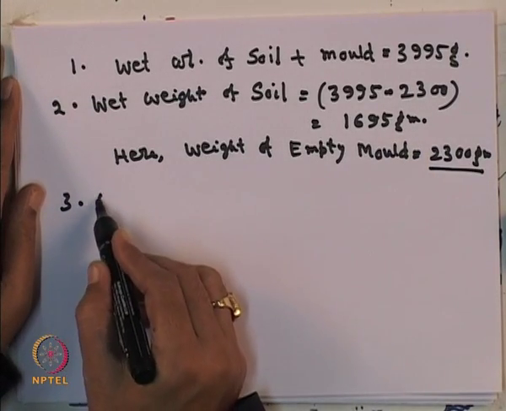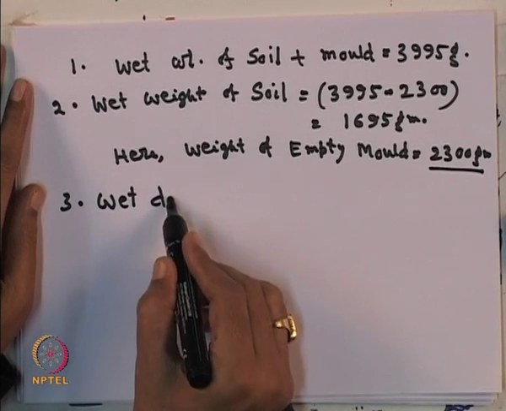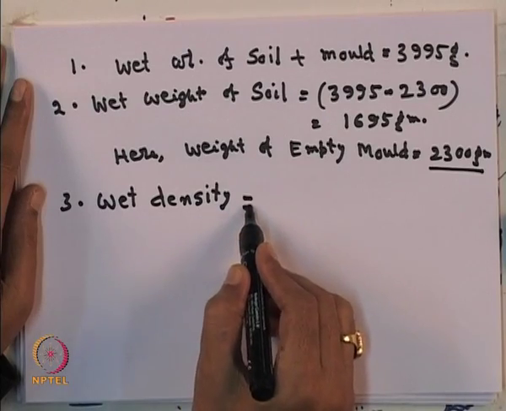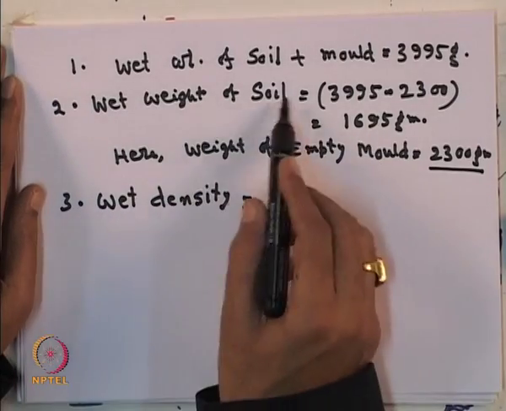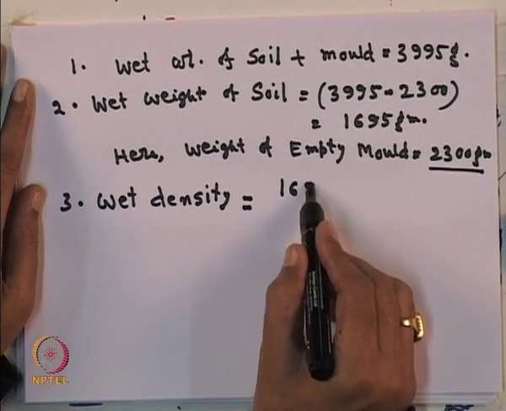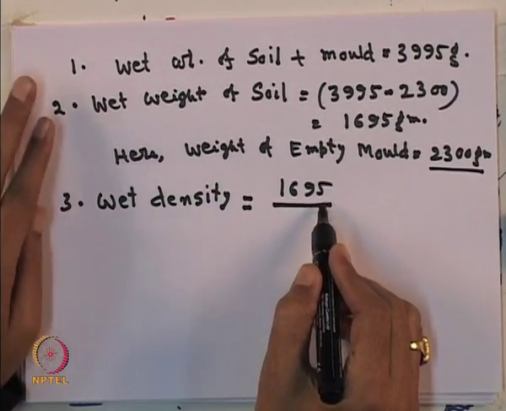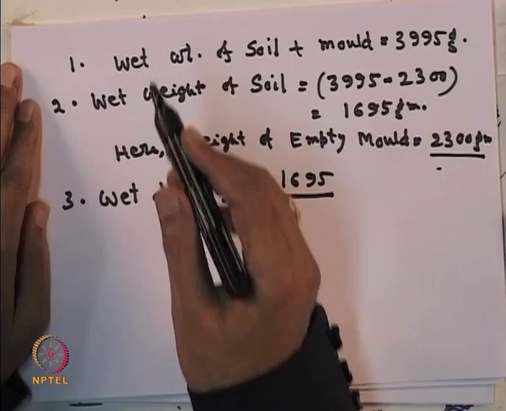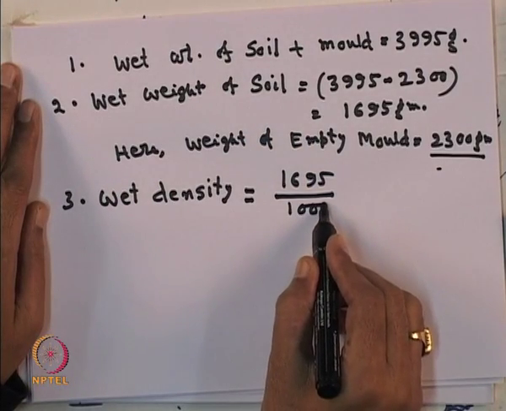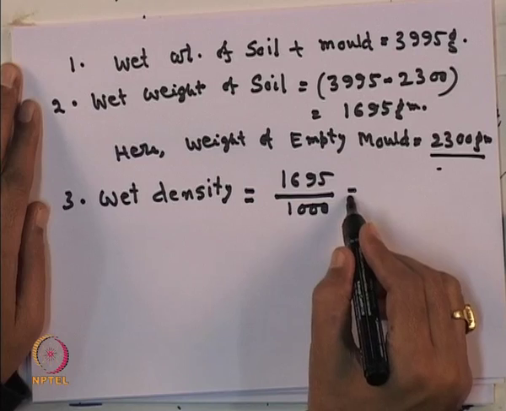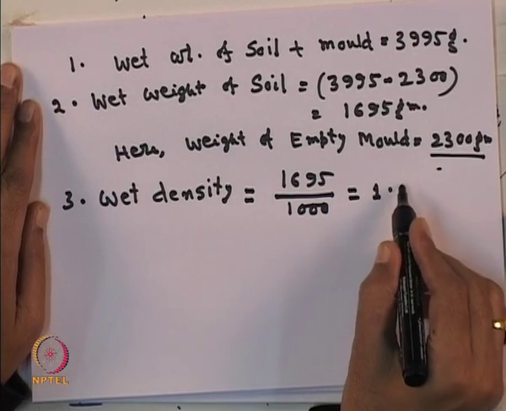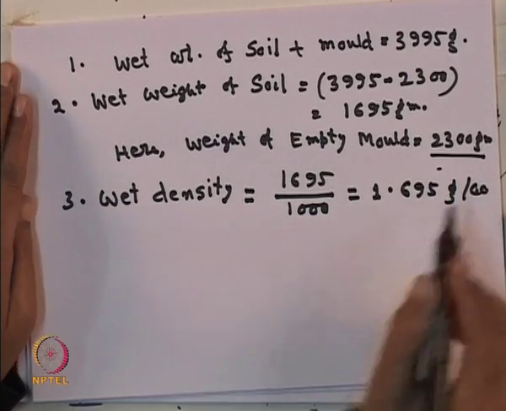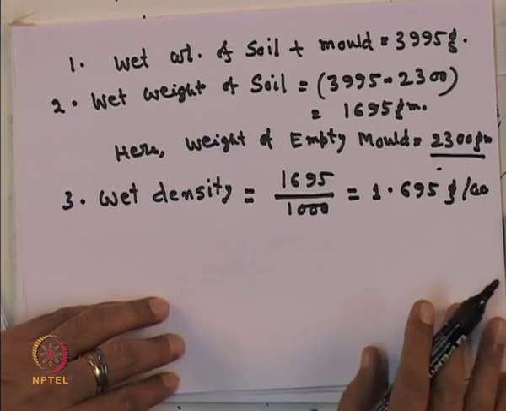Next, weight density. Now, weight density is weight of soil, that is 1695, and that divided by, you know that volume I showed you earlier, that is 1000, that means this will give you 1.695 gram per cc. So, you calculate that weight density.